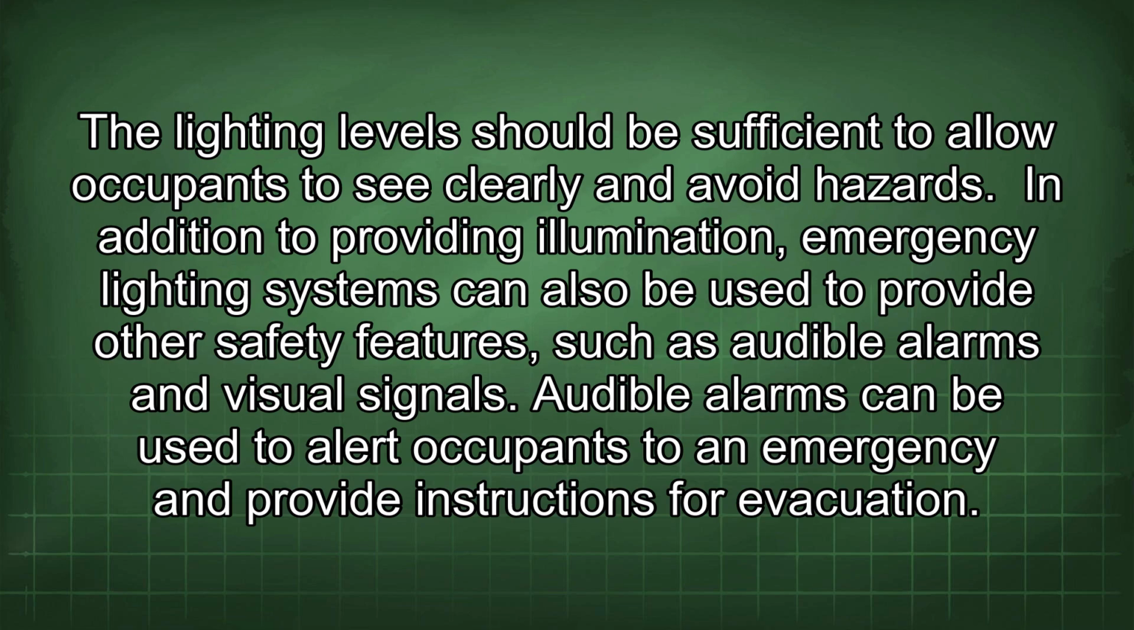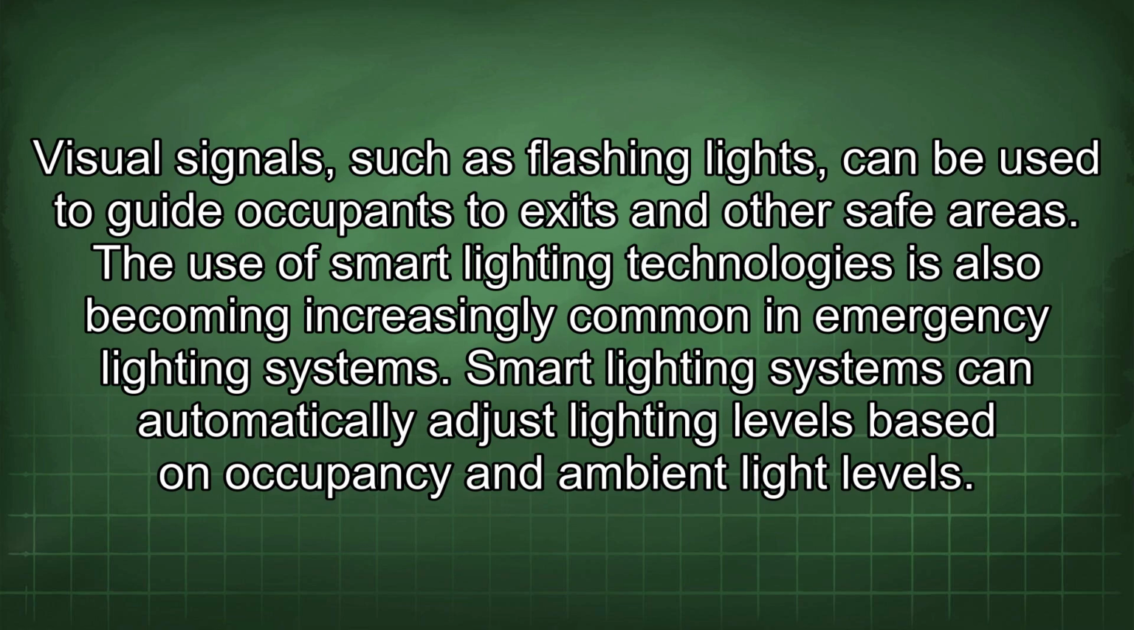In addition to providing illumination, emergency lighting systems can also be used to provide other safety features such as audible alarms and visual signals. Audible alarms can be used to alert occupants to an emergency and provide instructions for evacuation. Visual signals, such as flashing lights, can be used to guide occupants to exits and other safe areas.